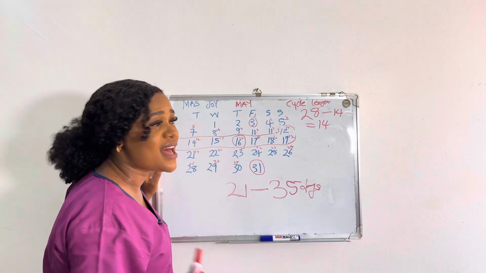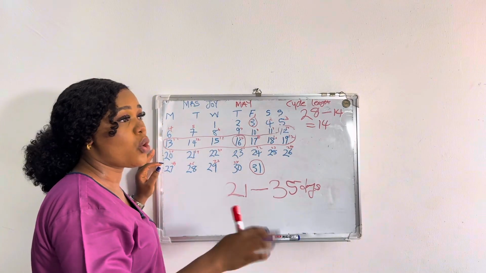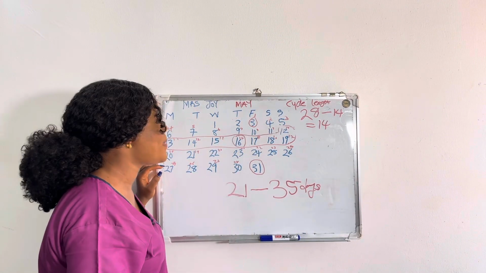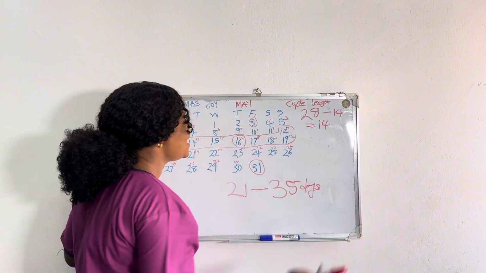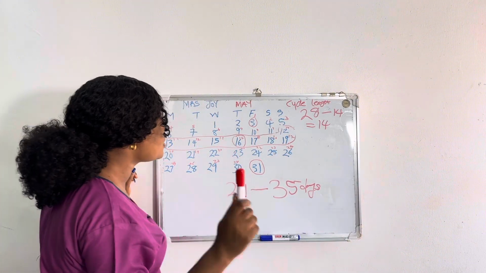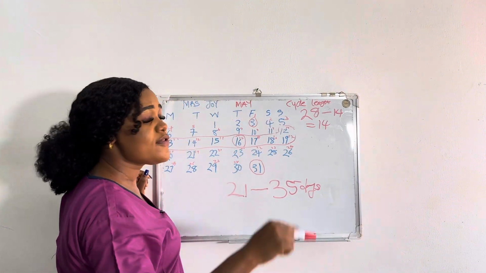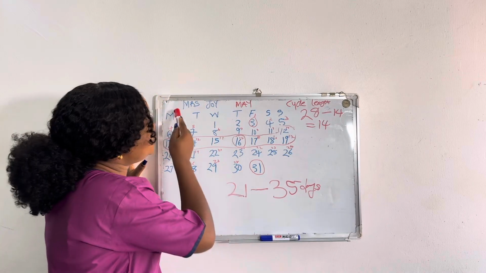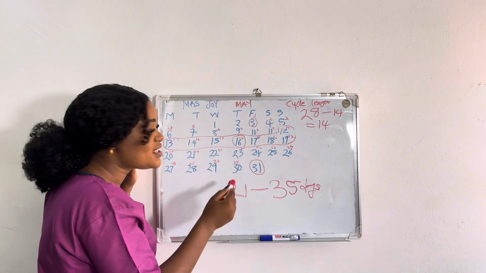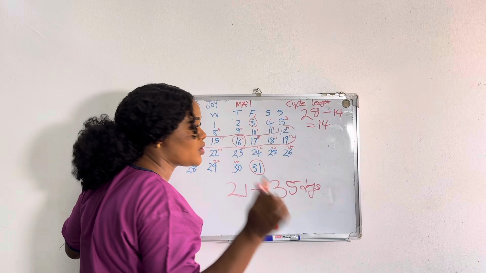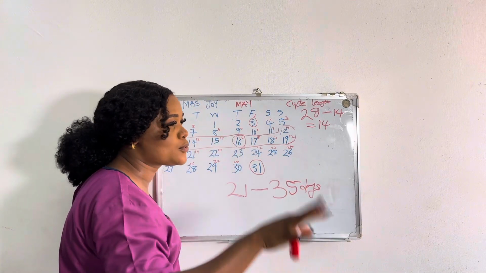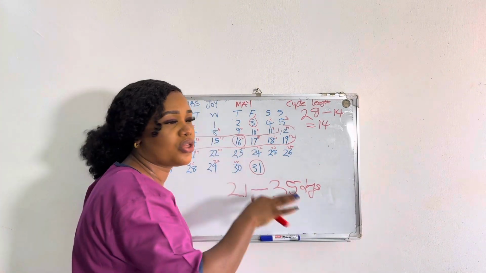And to my girlies that have irregular cycle or irregular period date, whereby you see your period this month on the 16th, next month you are seeing it on the 23rd, next other month you are seeing it on the 24th. If you should calculate your cycle length, just as I did for Mrs. Joy, your cycle length still falls within this 21 to 35 days. Trust me, girl, you are absolutely fine and there is nothing wrong with you.